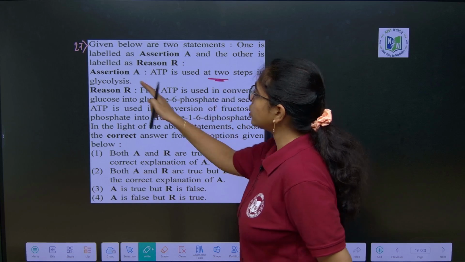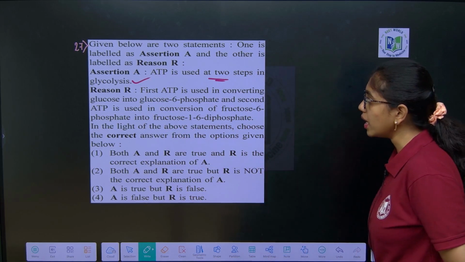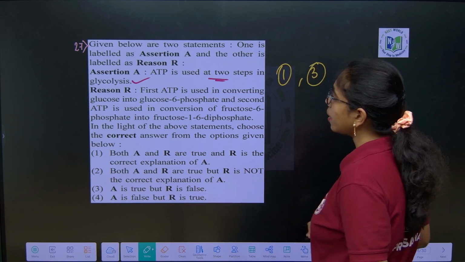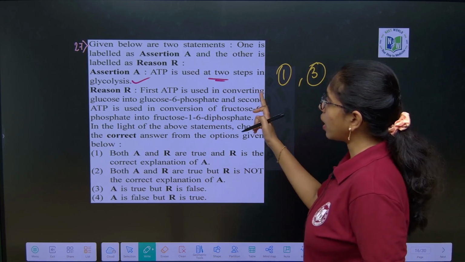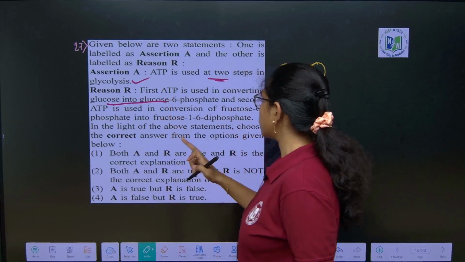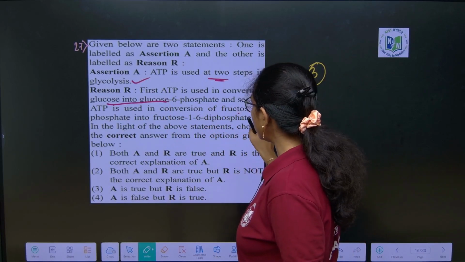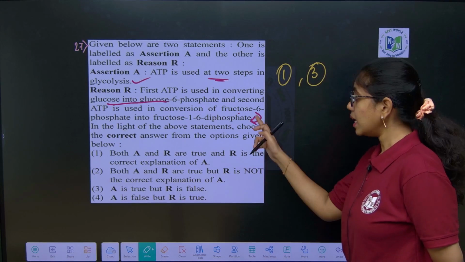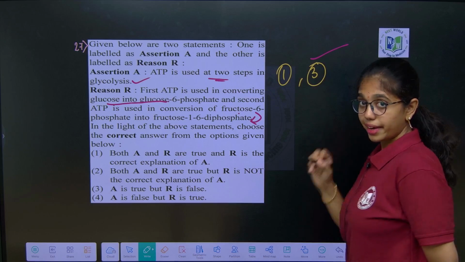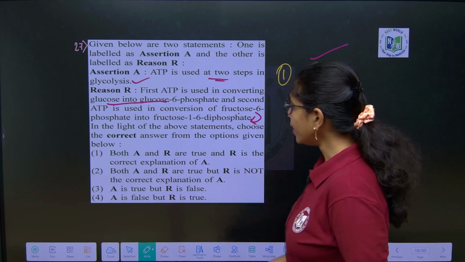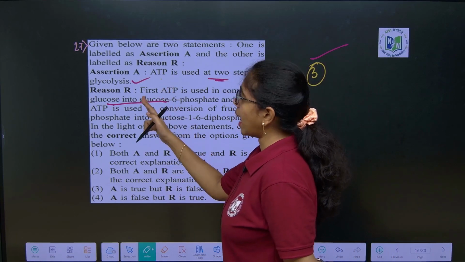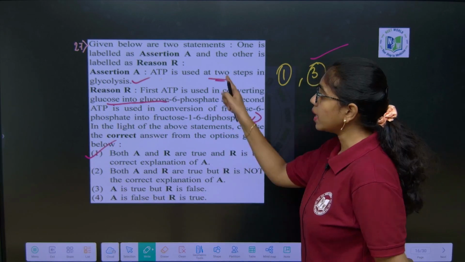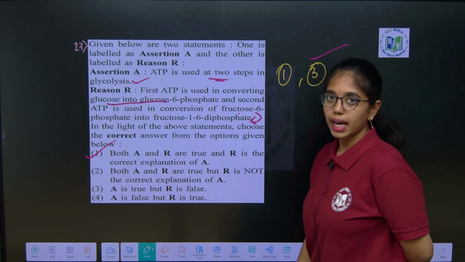Then again an assertion-reason question, from plant physiology, wherein ATP is utilized at 2 steps in glycolysis, respiration in plants. Yes, they are utilized in 2 steps, that is at the first step and third step. The first ATP is used in converting glucose to glucose 6-phosphate, and the second in the conversion of fructose 6-phosphate to fructose 1,6-bisphosphate. This is a rate limiting step. So here both A and R are true and R is the correct explanation of A. So that is option 1, as this is explaining the assertion.